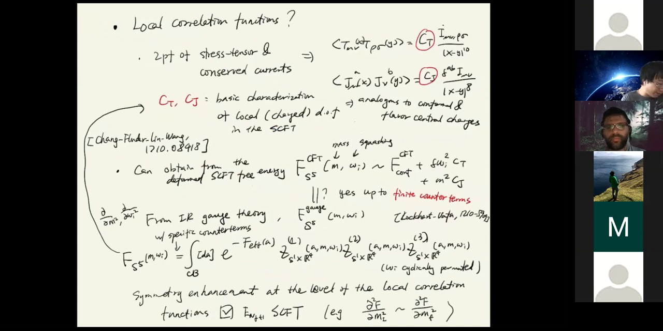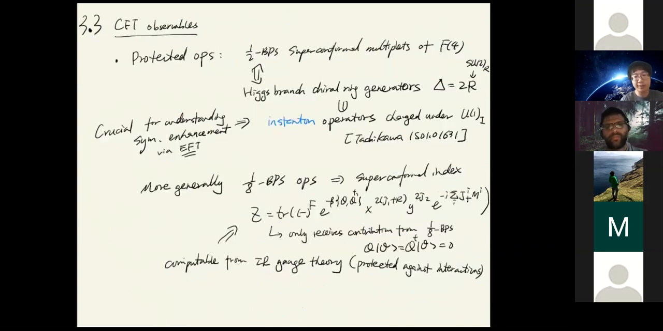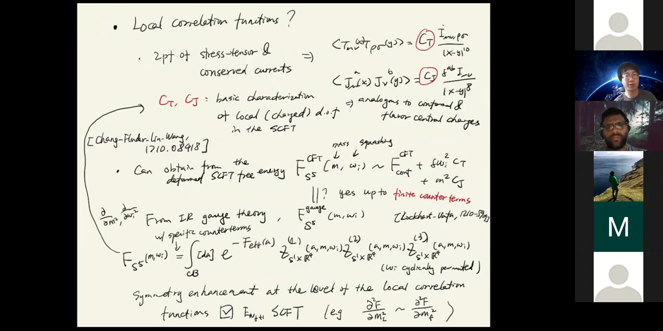So far that's about the operator spectrum. What about correlation functions of local operators, which are also very important in specifying the basic data of a superconformal field theory or any conformal field theory? The most basic local correlation functions are 2-point functions of conserved currents, such as the stress tensor, which you have in any conformal field theory, and also conserved currents if you have a global symmetry. The position dependence is completely fixed by conformal symmetry.